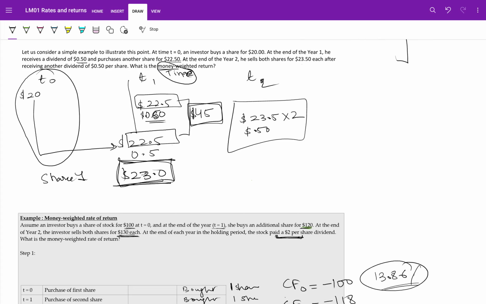This 23.5 times 2 is going to be 47, plus $1 from two stocks, so $48.